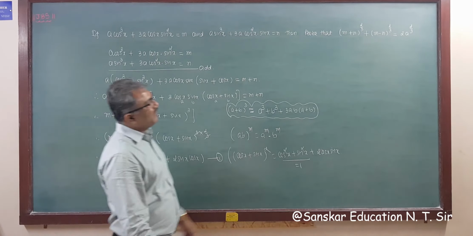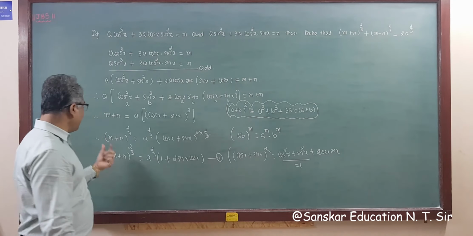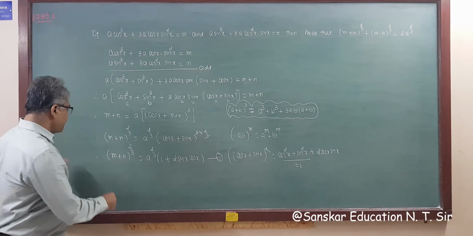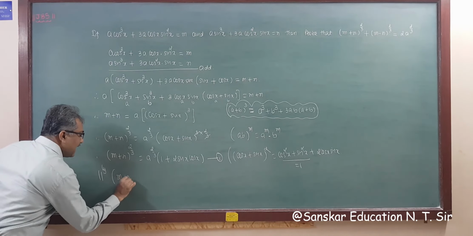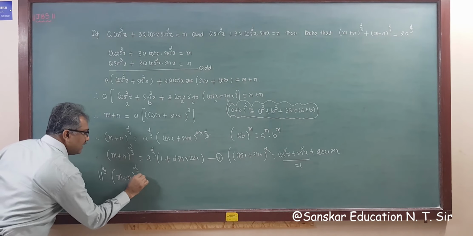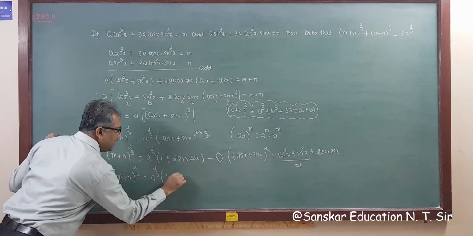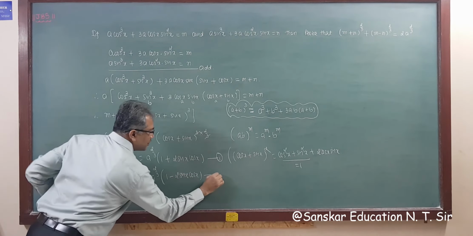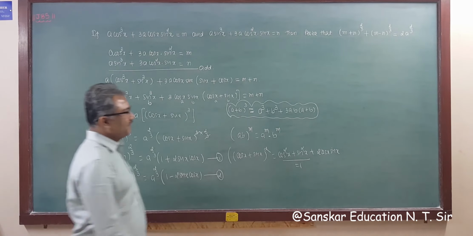Now what we require? m minus n raised to 2 by 3. So similarly, if we add, we get this. If we subtract, we get minus only, right? So similarly, m minus n raised to 2 by 3 is equal to A raised to 2 by 3 and 1 minus 2 sin x cos x. So this is result number 2.